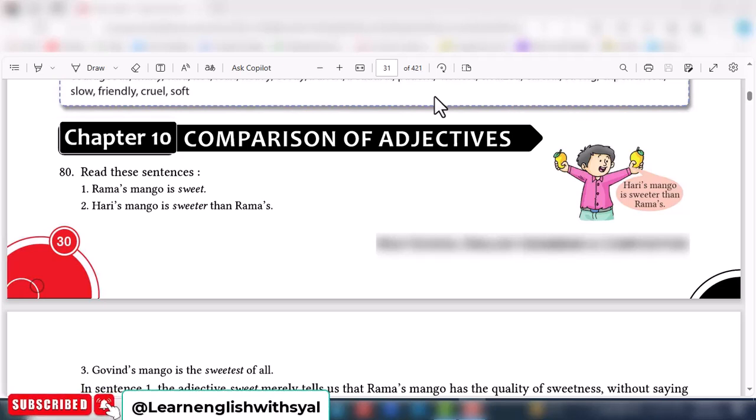Today our topic is the comparison of adjectives. There are different steps to identify the comparisons and to use the correct comparisons of adjectives and errors of adjectives, and even the degrees of adjectives will be presented in this lecture.